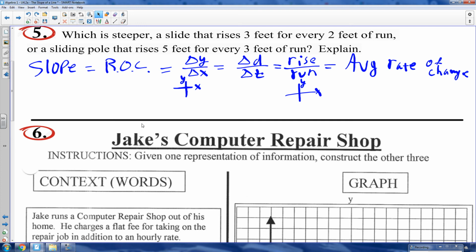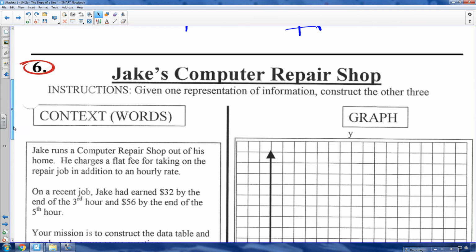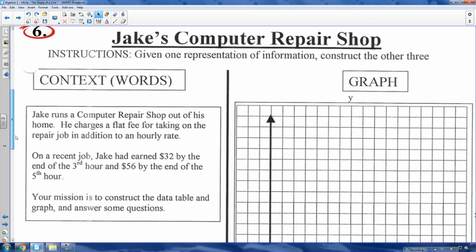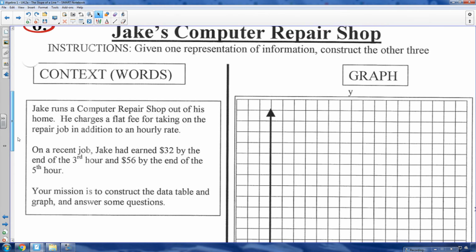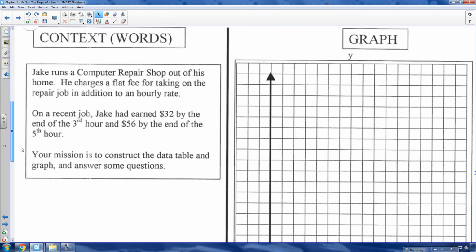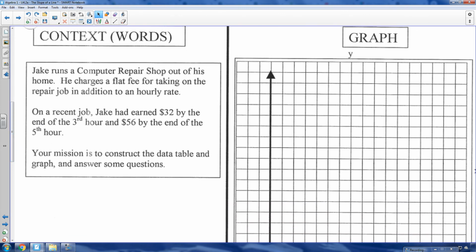Your average speed. Okay, and the last problem here. It's one of these link sheets. So I might do a little bit of it for you, get you a general idea of what's going on. This is number 6. And what's happening is Jake runs a computer shop out of his home.